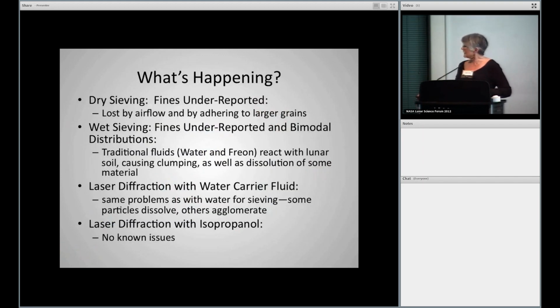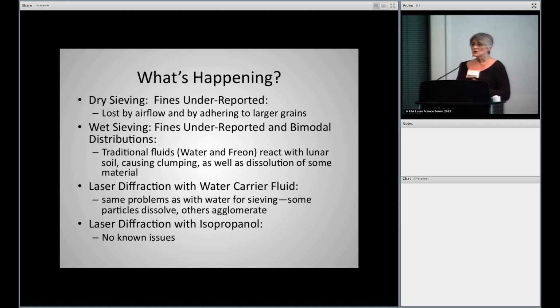My question is, what's happening that makes all of these results so different from each other? And the answer is there's a lot of different techniques that are used. Dry sieving, wet sieving, and more recently, laser diffraction. In the dry sieving, the fines are underreported, and my co-chair, Christine, talked about the fact that the small grains will adhere to the larger grains. When you're doing dry sieving, those tiny grains have no motivation to go through the sieve and into the pan. So you end up with a situation where you don't really get the number of fine particles that are really in the soil. You don't measure them.